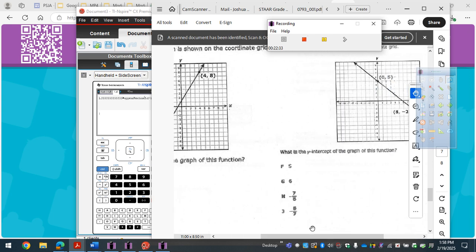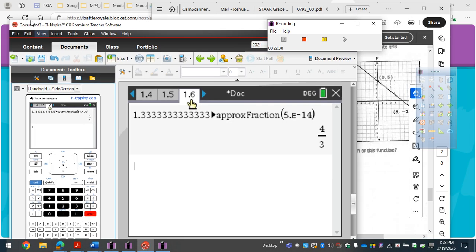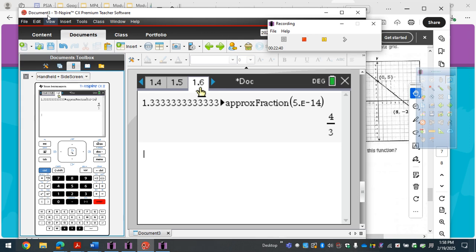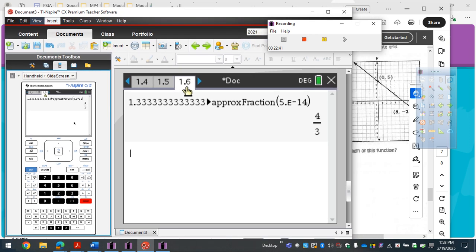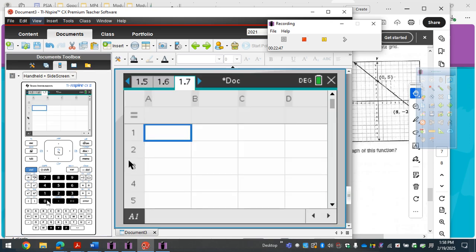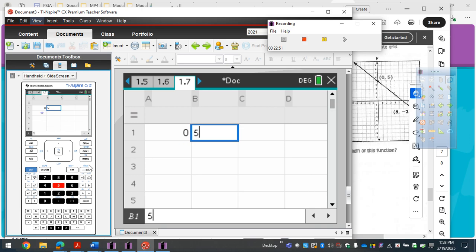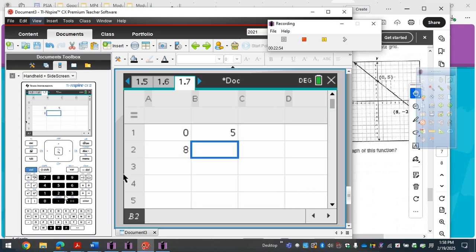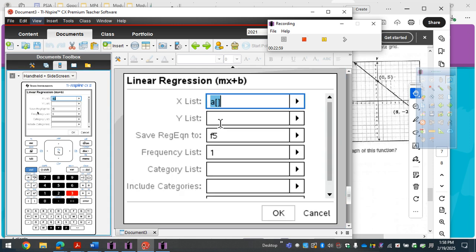There, I think we see both numbers. So let me get the calculator going. And I'm going to try in a whole new document. Just haven't seen it in a while. It goes 0, 5. And then over here, 8, negative 2. Come back over here. Menu, 4, 1, 3. And then B, control this left hand side. Enter, enter.